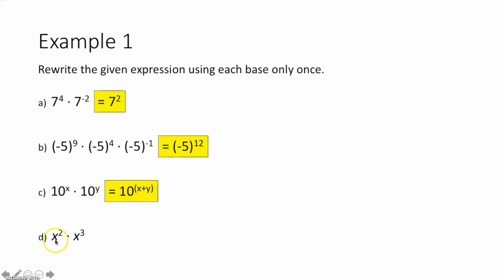Here we have x squared times x cubed. So x to the 2nd times x to the 3rd, again, same base, which means we just add the exponents together. So x to the 2nd times x to the 3rd is going to give you x to the 5th power.